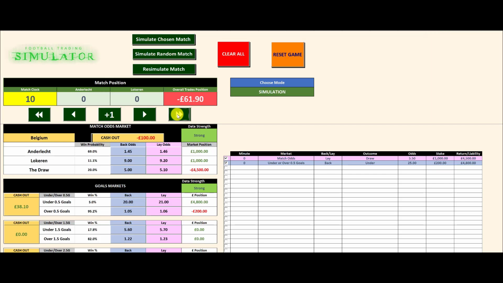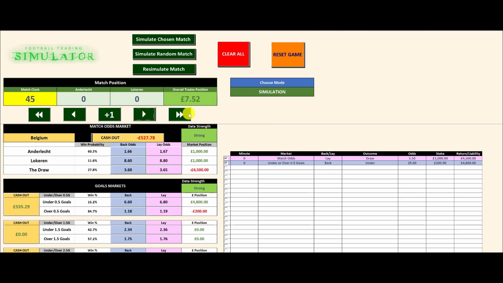10 minutes in, 0-0. Nice early goal would be nice. 20 minutes in, it's still 0-0. 30 minutes in, still 0-0. And you can see our overall position is minus £74, but on the match odds, minus £300, okay? So that's something that's interesting. 40 minutes, it's still 0-0. Let's get into half time.